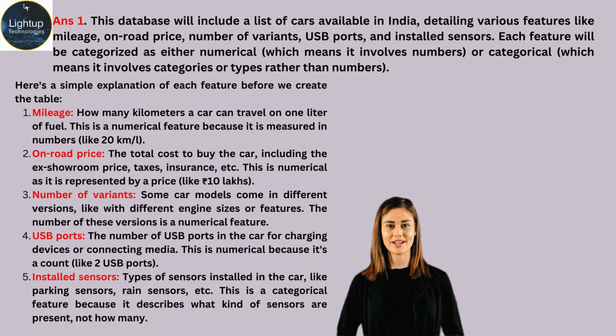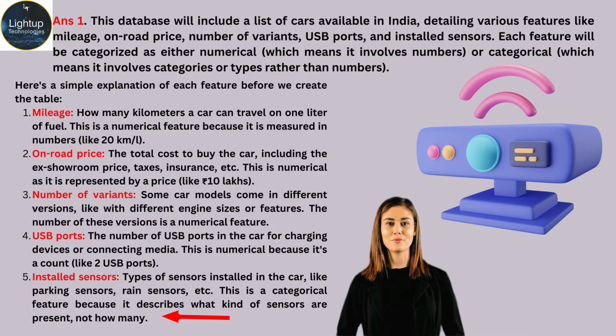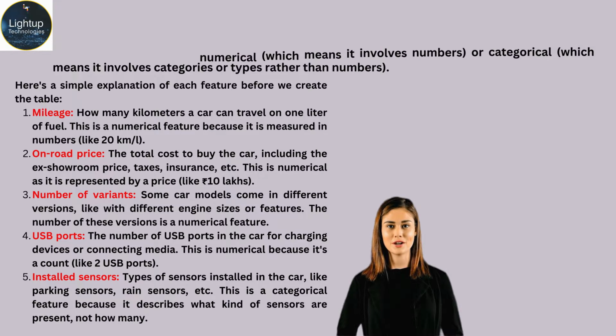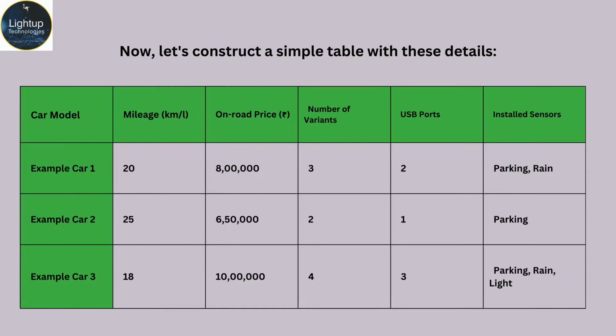Numerical, example 10 lakhs rupees. Third, number of variants, different versions of a car model. Numerical, example 3 variants. Fourth, USB ports, ports for charging connecting devices. Numerical, example 2 ports. Fifth, install sensors, types of sensors like parking or rain sensors. Categorical. Now, let's construct a simple table with these details. Here are the details.